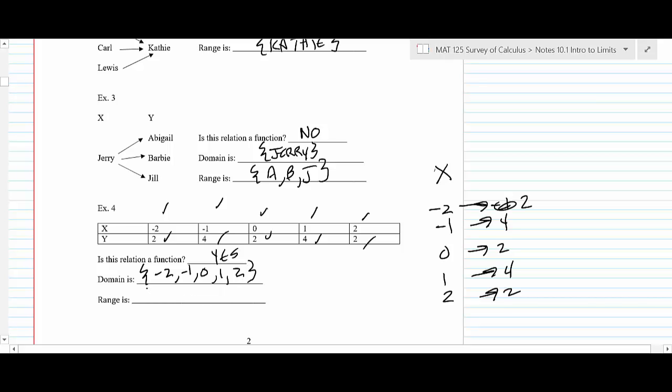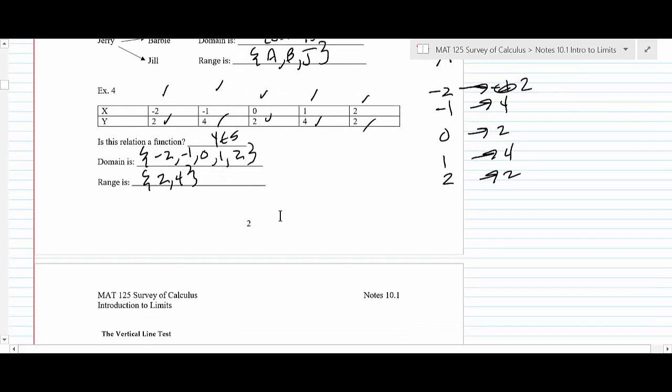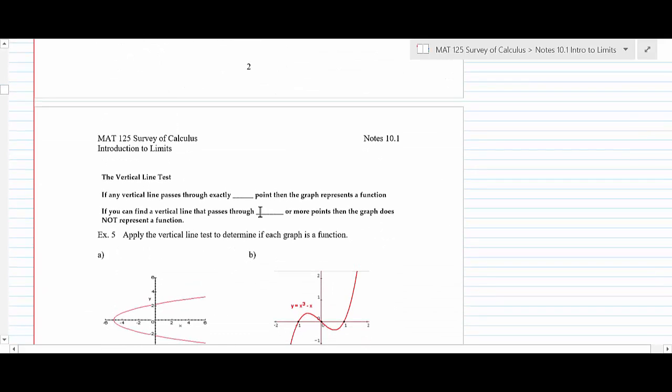The range would be, now you don't have to write 2, 4, 2, 4, 2. What do you write? Just 2, 4. There are only 2 elements, so if you didn't do that, correct yourself. There's only 2 elements, okay? All right, does everybody feel like they understand what a function is? Okay, all right. Now we're going to get into this a little bit more geometrically on the next page.